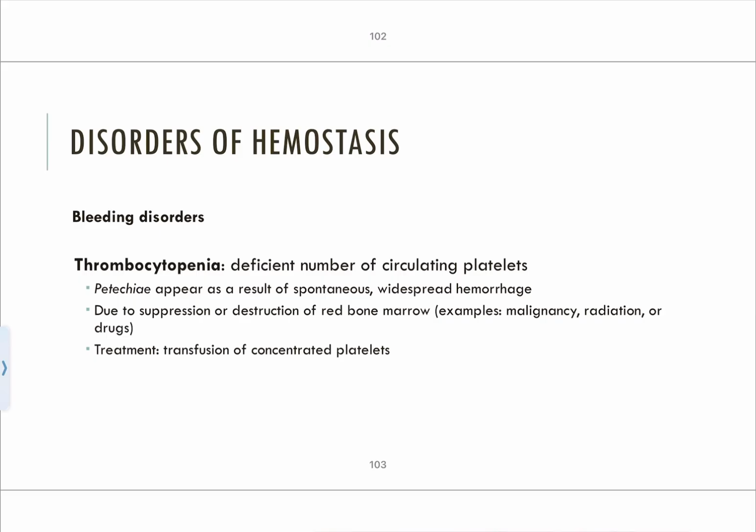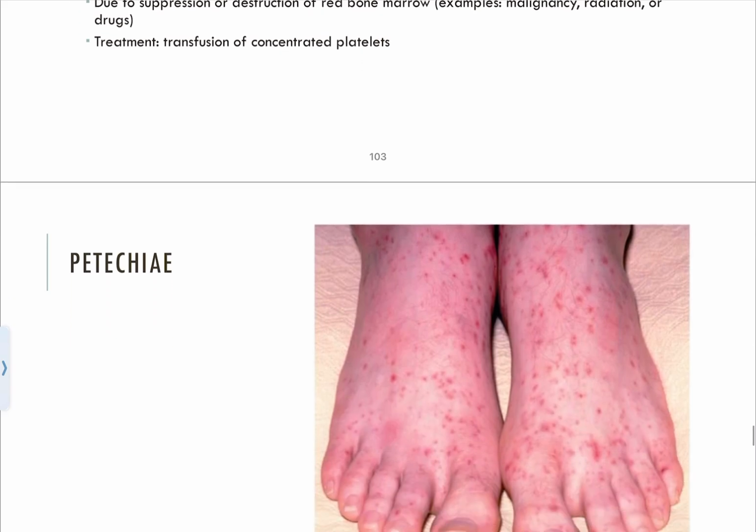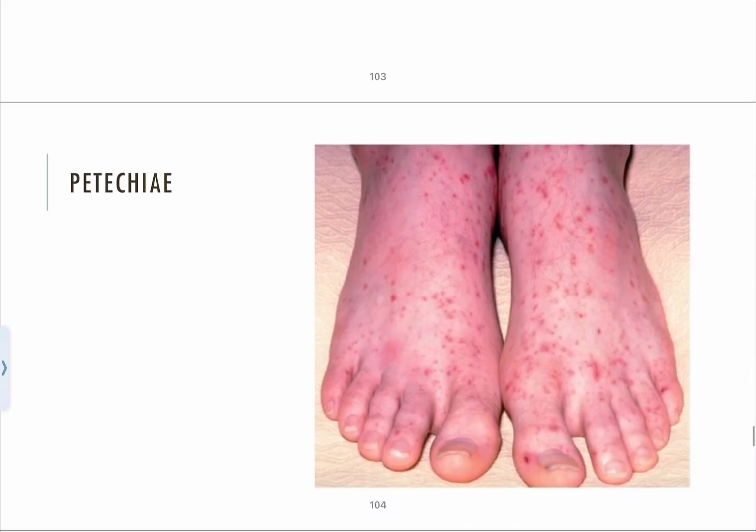And I think I have a picture. So this is what petechiae looks like. We don't have enough platelets in our body, and every time we're breaking our blood vessels, even if it's really, really small or minor, we don't have the platelets to go in there and form that platelet plug. So we have these little small hemorrhages that are occurring all over our body that leave these petechiae spots.